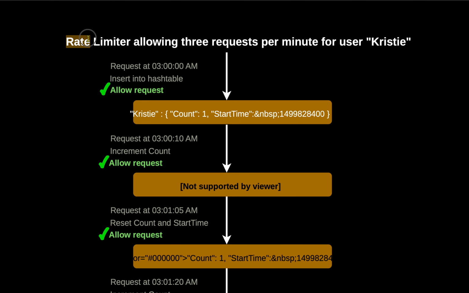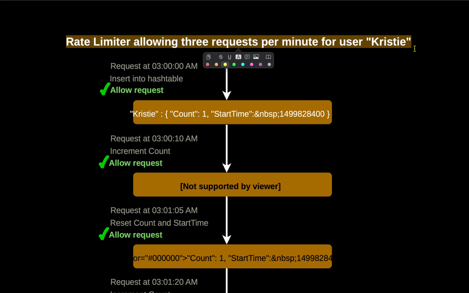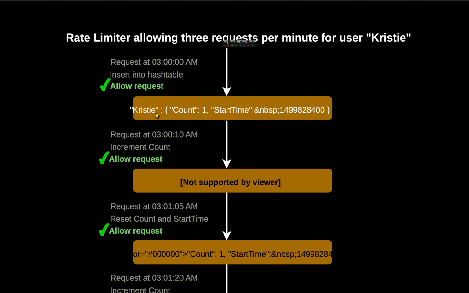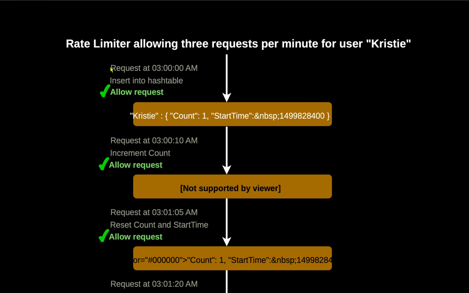Now rate limiting, allowing 3 requests per minute for user Christine. So let's see the scenario. At 3 a.m. the request comes in. Now as you have seen, the Christine count is 1, and the start time is this.